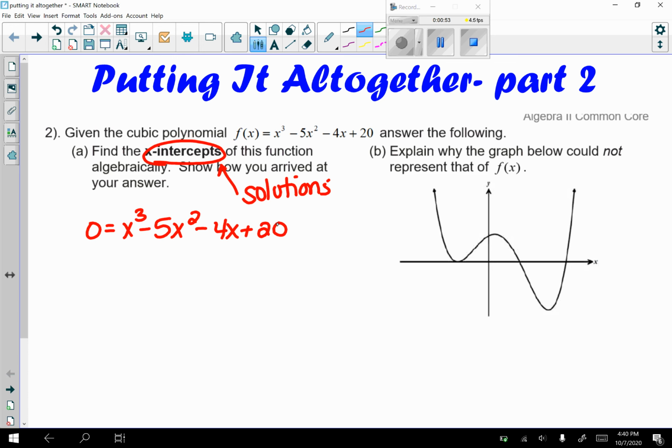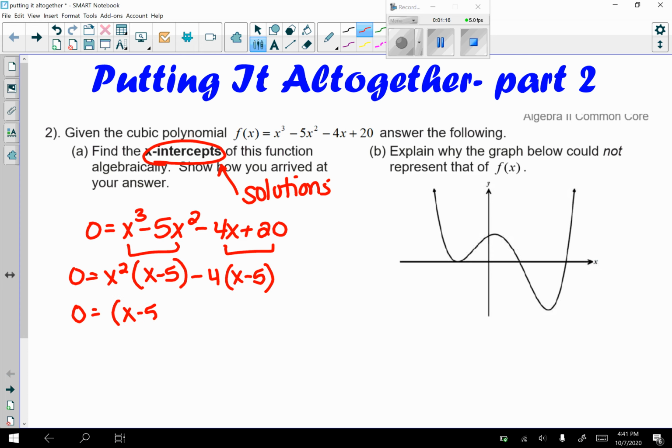Now remember, I have 4 terms. Whenever we have 4 terms, we factor by grouping. So I'm going to group the first 2 together. They have a GCF of x squared. I have an x minus 5 left over. The next 2 have a GCF of negative 4. I have an x minus 5 left over. So I have x minus 5, x squared minus 4.